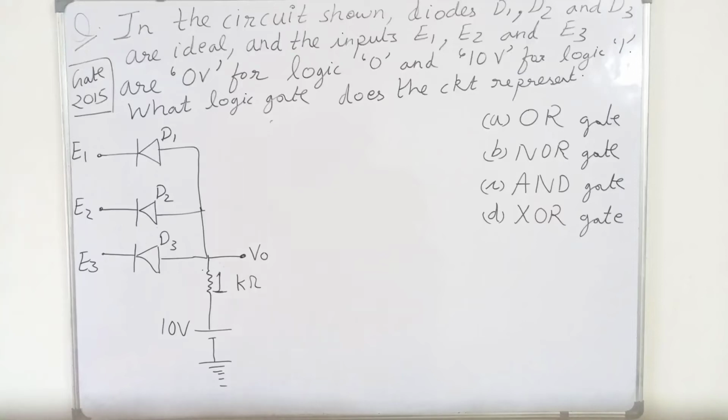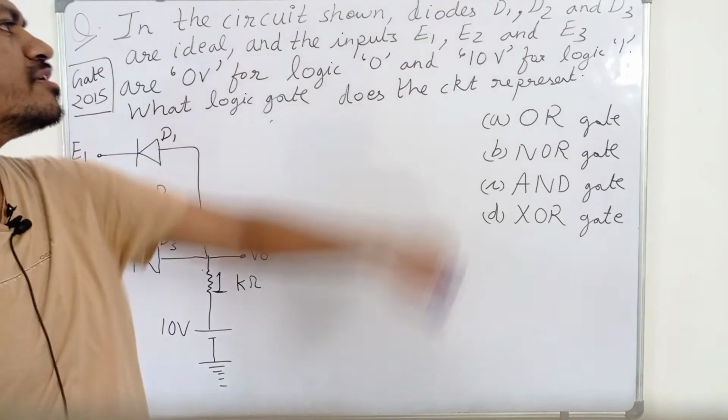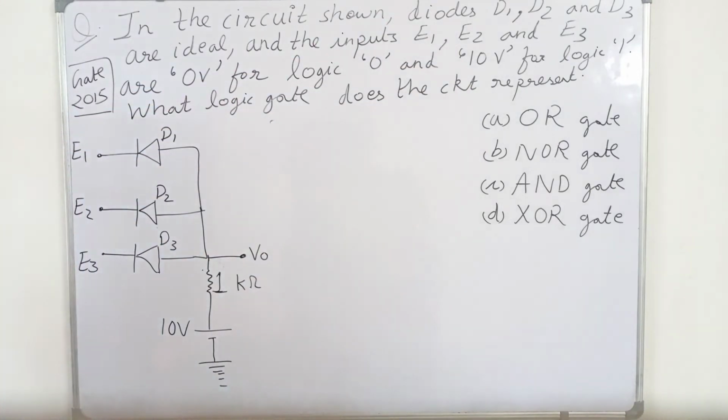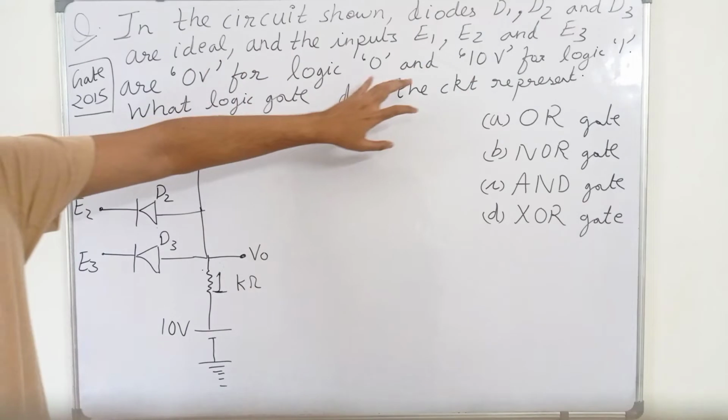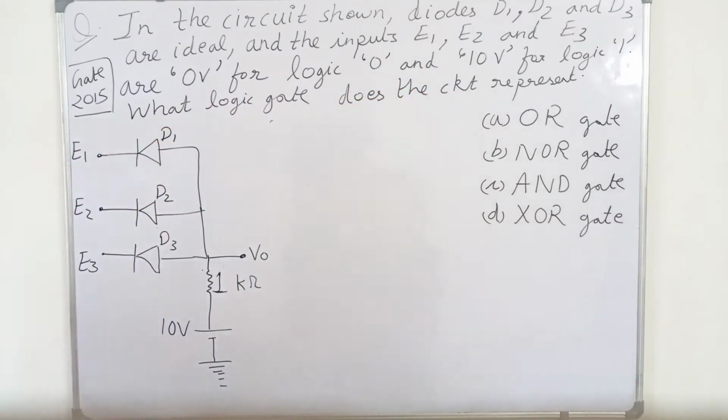In this video, we are solving a question from GATE 2015. It says that in the circuit shown, diodes D1, D2 and D3 are ideal. E1, E2 and E3 are inputs. They are 0 volt for logic 0 and 10 volt for logic 1. So we have to find which logic gate the circuit represents.